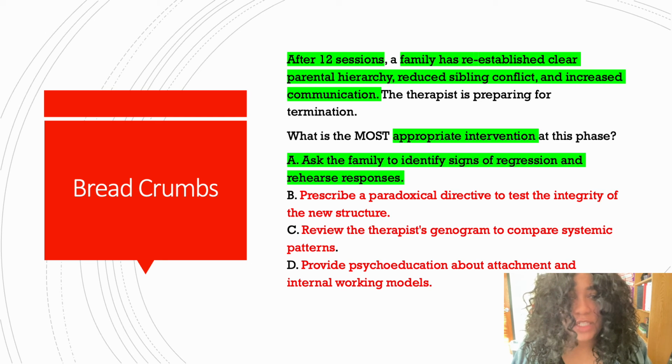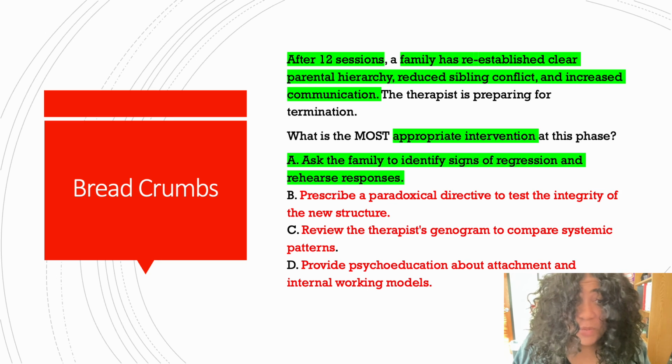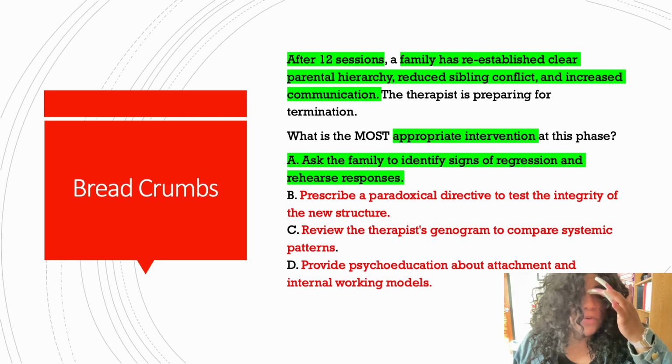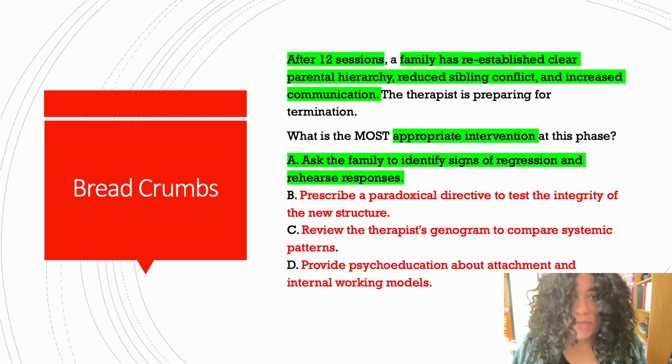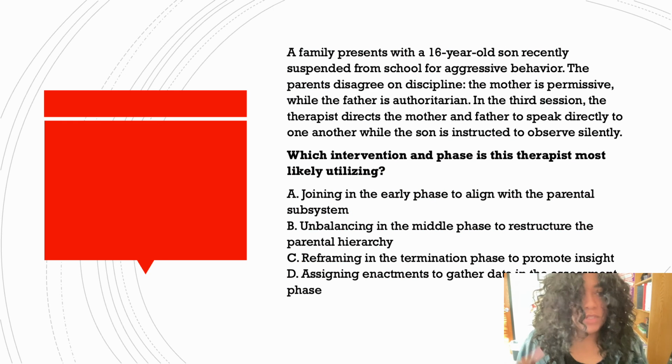D says provide psychoeducation about attachment and internal working models, right? So psychoeducation, you can use it in all models, but I think it's really big in cognitive behavioral therapy. But then again, that's something you would do in the middle phase because now you have them actively doing something, right? Ask the family to identify signs of regression and rehearse responses, right? They don't want to regress. They're preparing them for termination. So then we're going to do what? We're going to help them consolidate their gains so that after therapy, they still have those tools with them so that they can use them, right?